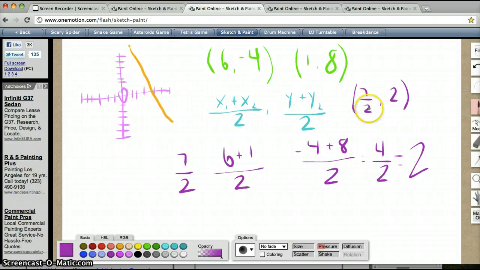7/2 divided by 2 is 3/2. So 3/2 over, up 2, and that is the midpoint between our two points.